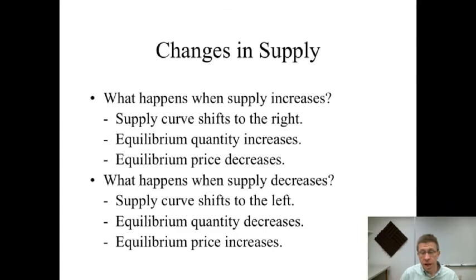So what happens when supply increases? Well, by definition, if supply increases, the supply curve shifts to the right. Our equilibrium quantity is going to increase, our price drops. When supply decreases, supply curve shifts to the left, the quantity decreases, but the price increases.